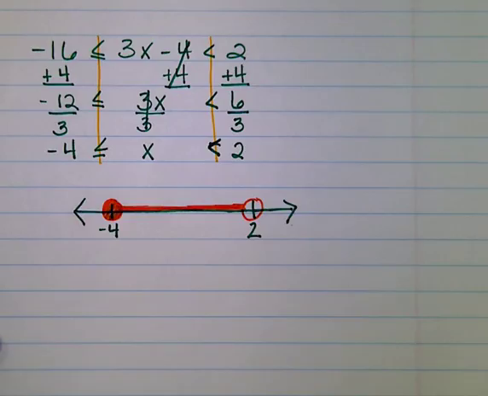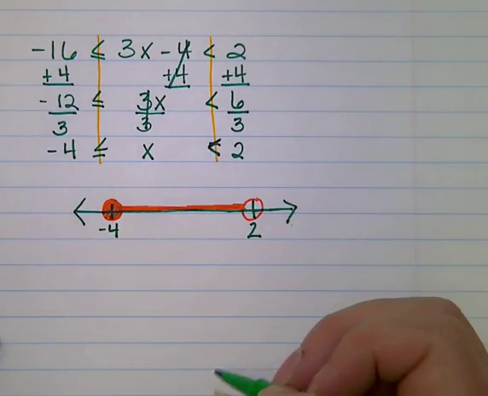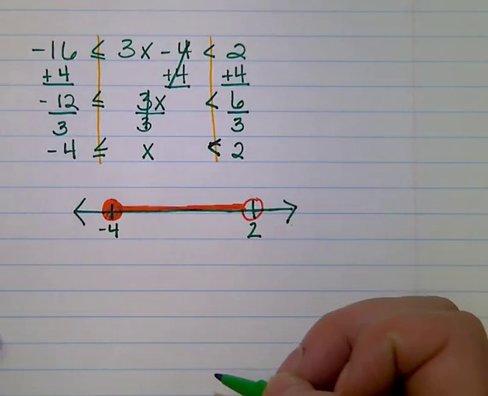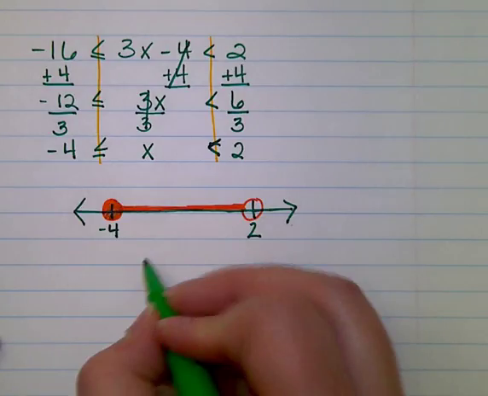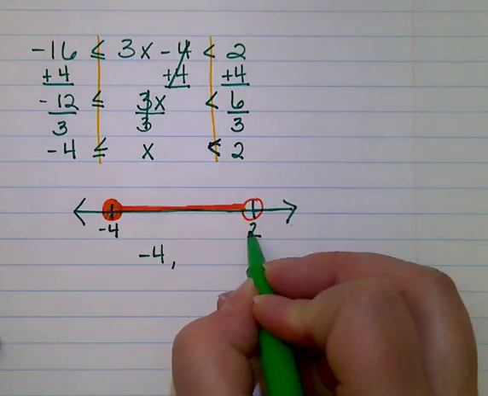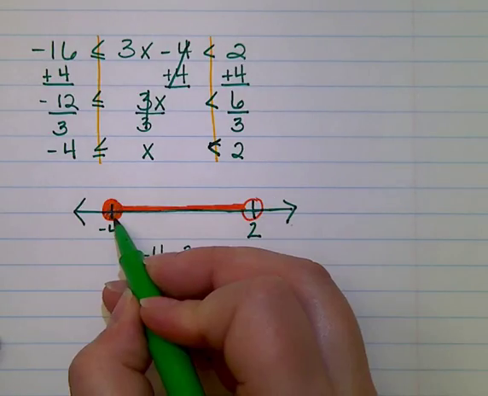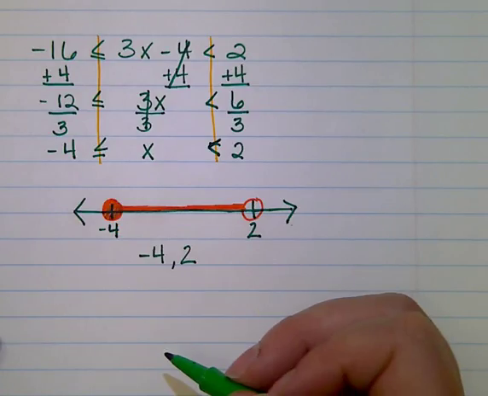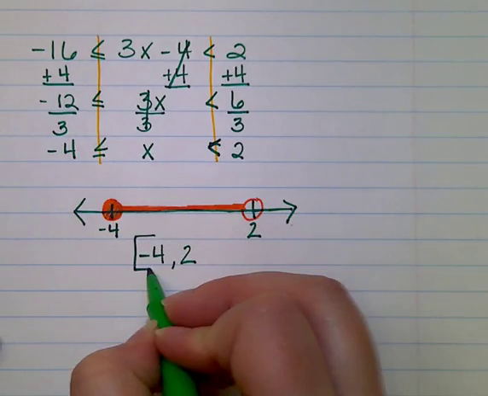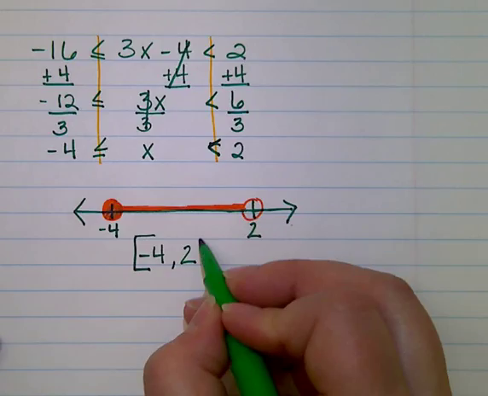And our final step is to write it in interval notation, and these are the easiest ones to write. My negative 4 is on the left. My 2 is on the right. My negative 4 is shaded in this inequality, so he gets a bracket. The 2 is not shaded, so the 2 has a parenthesis.